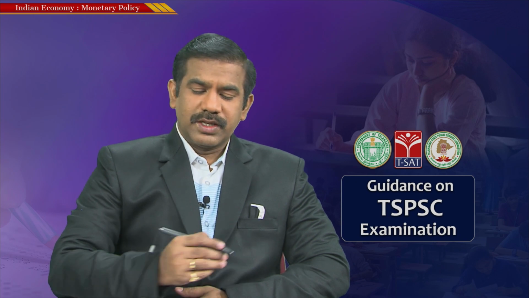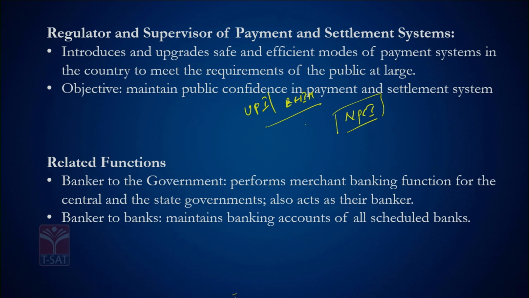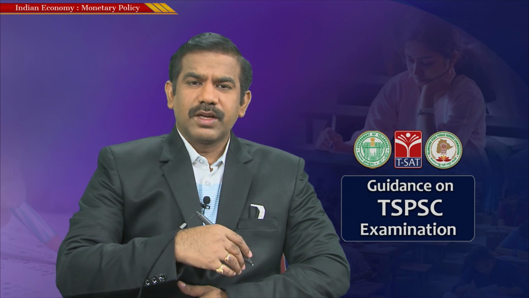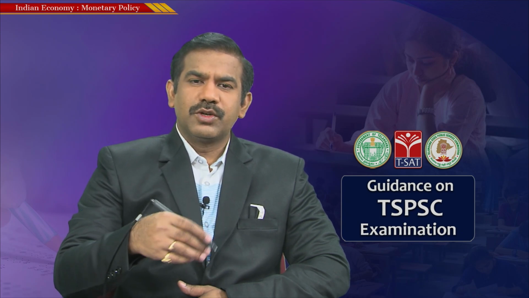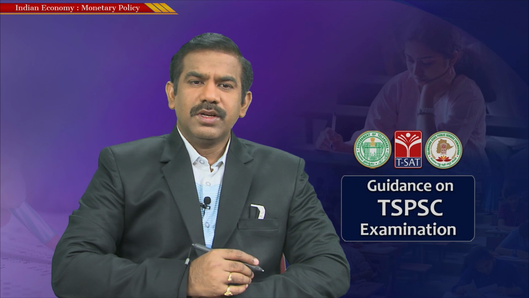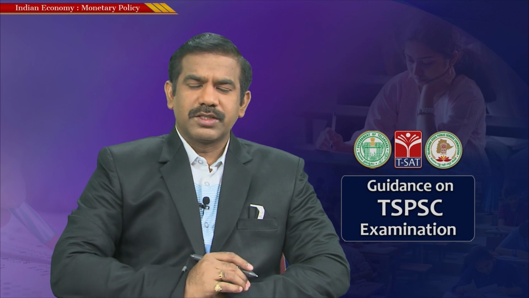Imagine a person has an account in HDFC and makes a transfer to a different person having an account in ICICI. How does this payment get settled? How does the settlement take place between these two banks? Everything is taken care of by RBI, and RBI provides the facility to ensure that payments and settlements take place smoothly within the banking system.